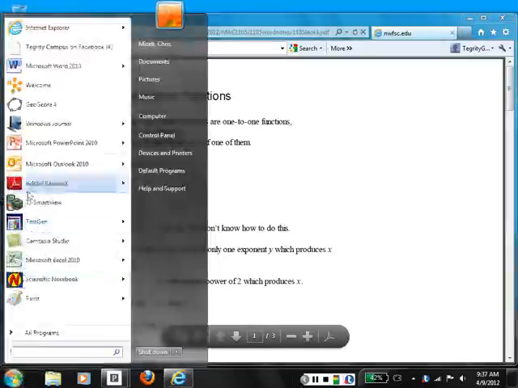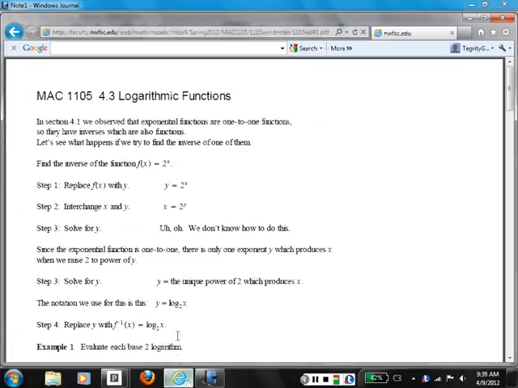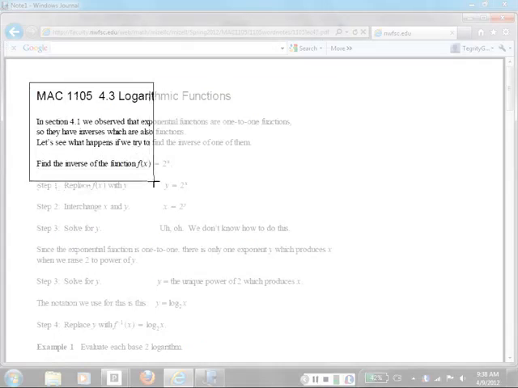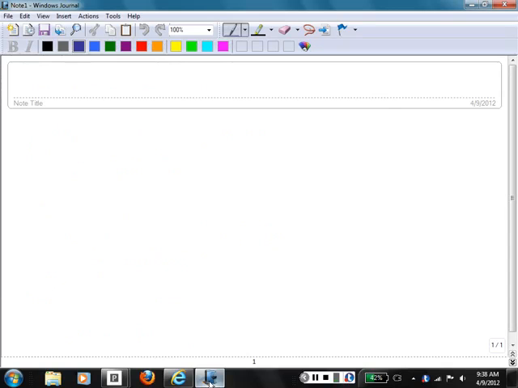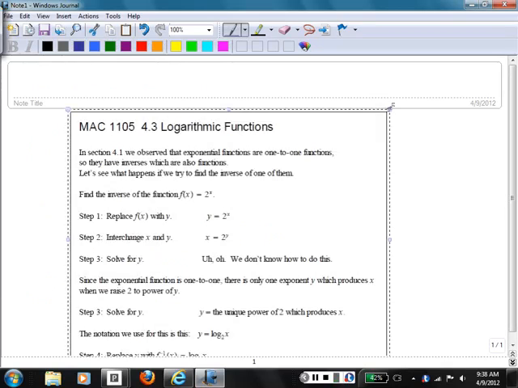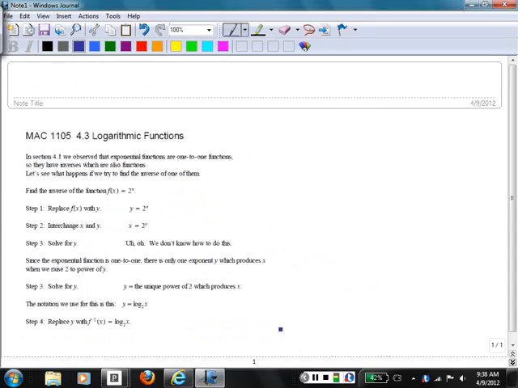What important test does the graph of a function pass if the function is going to have an inverse? It was the horizontal line test. It'll pass the vertical line test if it's a function, but in order to be a one-to-one function so that it has an inverse, it also has to pass the horizontal line test.